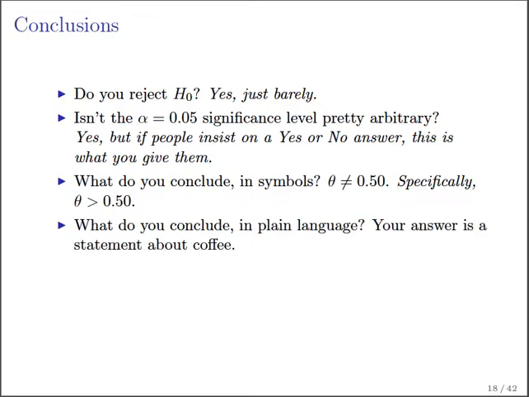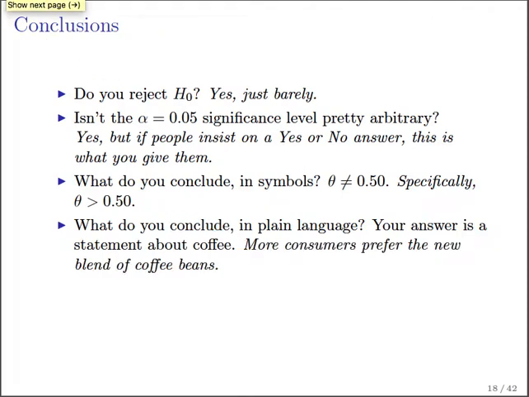What do you conclude in plain language? Your answer is a statement about coffee. You need to make a clear distinction between the kind of conclusions that you make in the formal world of the statistical model and the corresponding conclusions that you make about the outside world. So in plain language, your answer is a statement about coffee, not about the null hypothesis and the power of the test and the significance level and the statistically significant, blah blah blah. It's a statement about coffee. More consumers prefer the new blend of coffee beans.